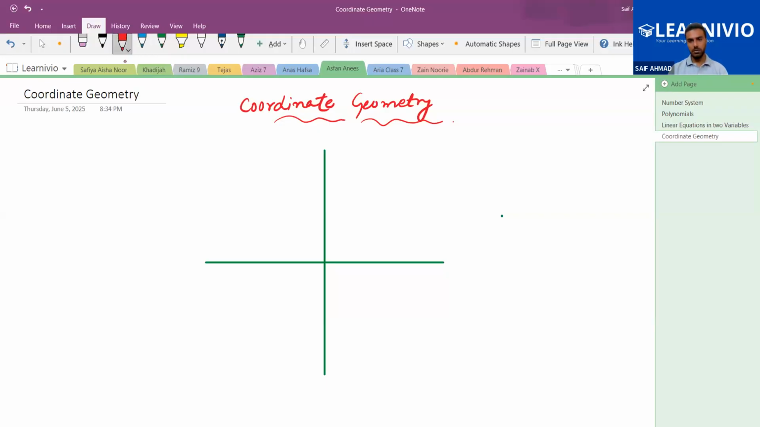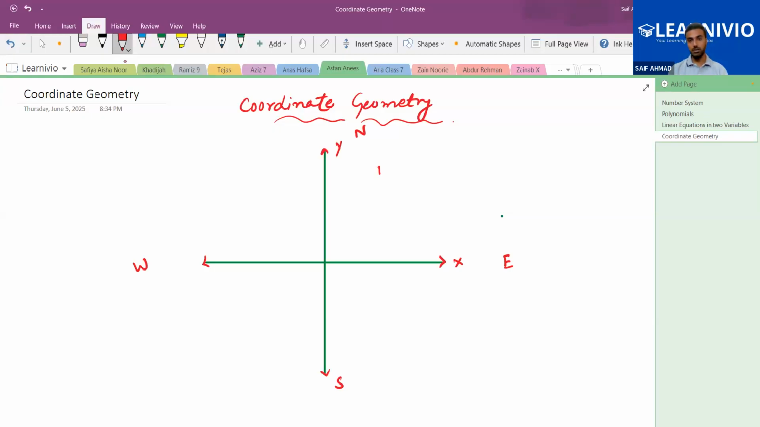Aswan, this horizontal line is the x-axis, and this vertical line is called the y-axis. The directions we mark in the Cartesian plane are this is east, this is west, this is north, and this is south. Always. This direction cannot be changed. East and west are on the horizontal line, north and south on the vertical line.